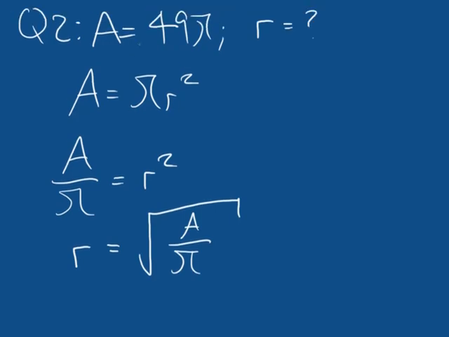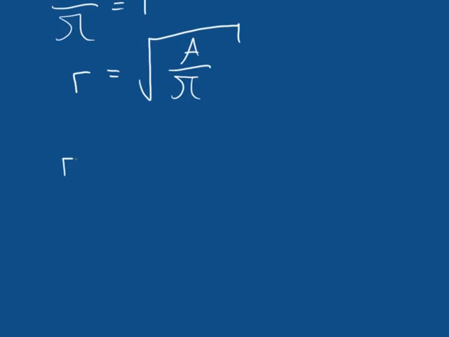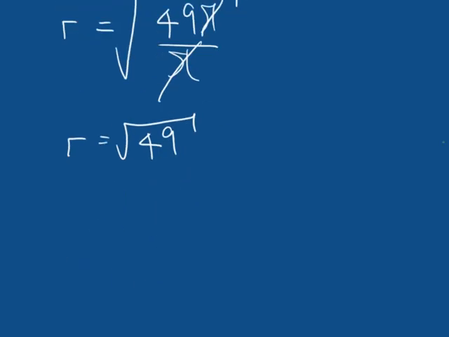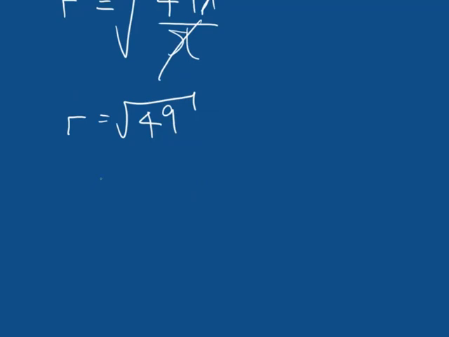We can now take our area of 49 pi and put that into this equation. So the radius is equal to the square root of 49 pi divided by pi. Well, both of these cancel. That means our radius is equal to the square root of 49. Well, the square root of 49 is 7, and because we're dealing with a measurement, it must be a positive value. So the radius is 7.